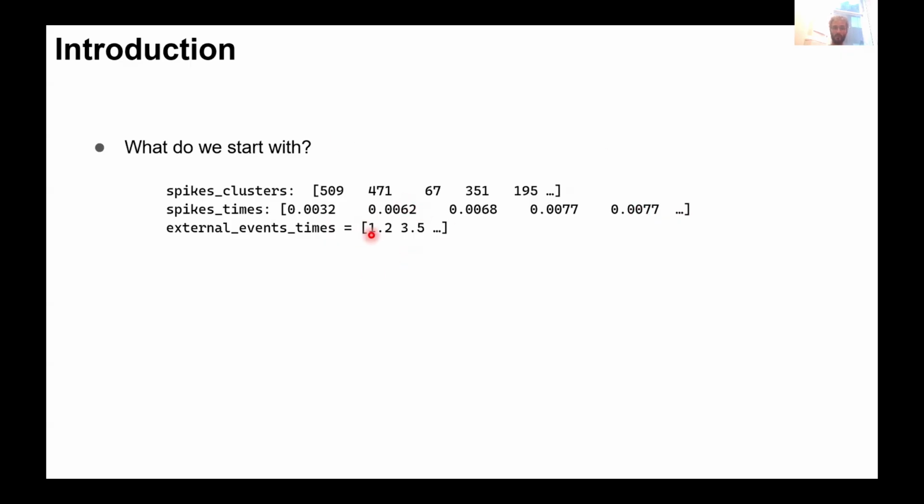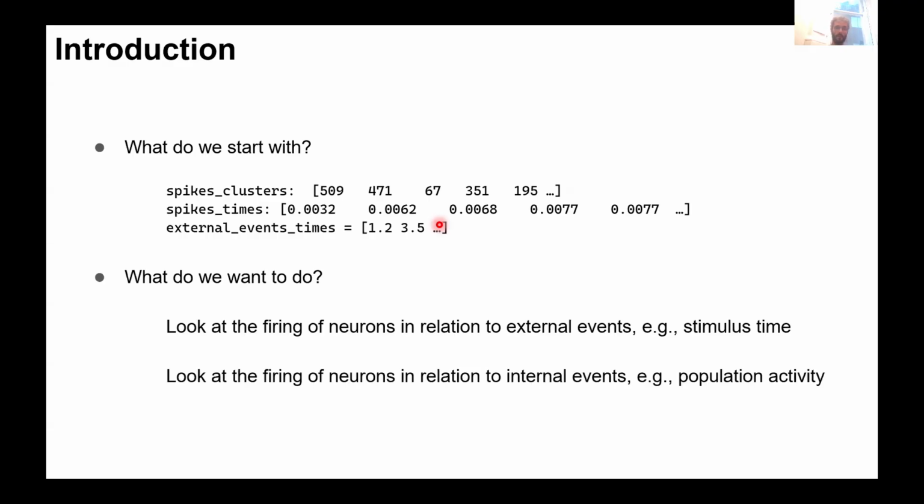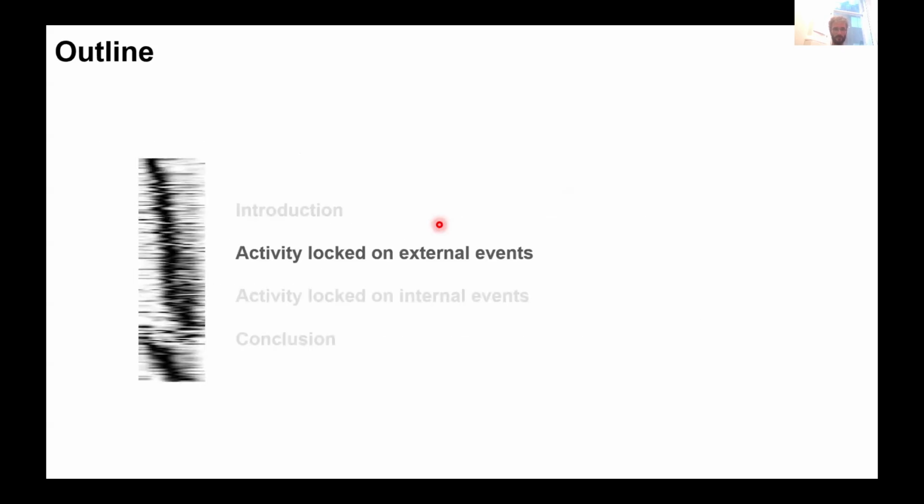Another vector you may have are the events, the external events that you may be interested in, like when you present an image and so on and so forth. And what do we want to do? There are two main things here I'm going to talk about. The first one is looking at the firing of neurons in relation to external events. So, how do you align everything? How do you look at these PSTHs that Kenneth has mentioned? How do you process it and so on? And the second is looking at the firing of neurons in relation to internal events, which is something that we do more rarely, but that is also pretty interesting.